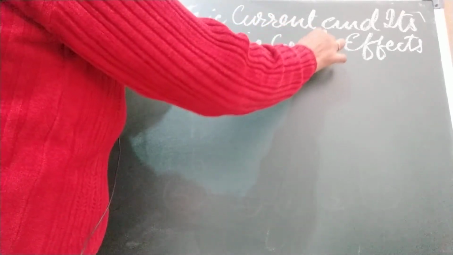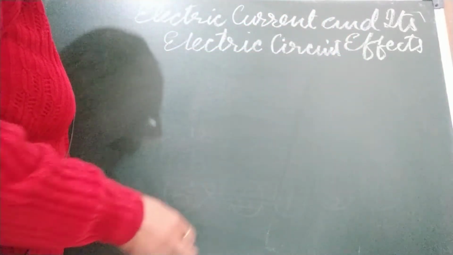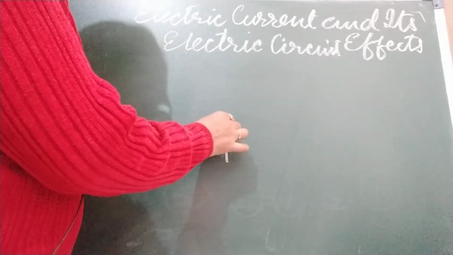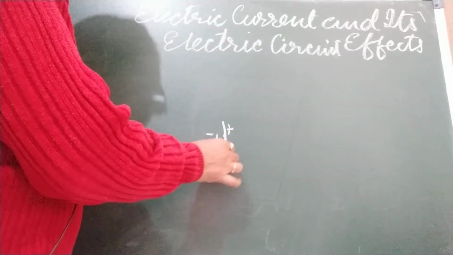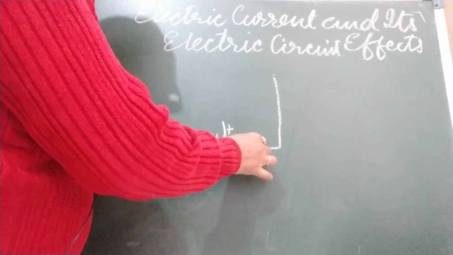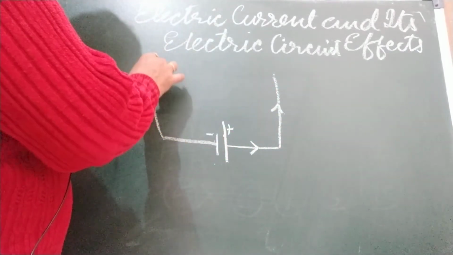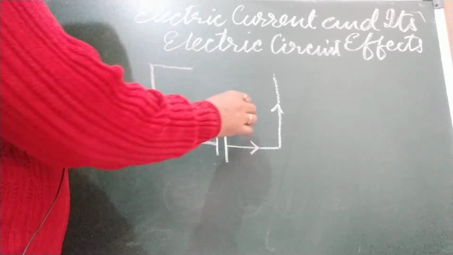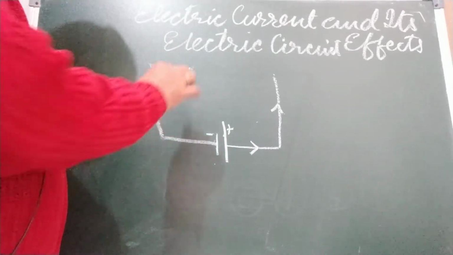What are the components of electric circuit? The cell or battery. This is the source of current. This longer side is plus and the smaller side is minus. This is the source of current and the current is flowing in the wire. These wires conduct current. So they are what? Good conductors of electricity.